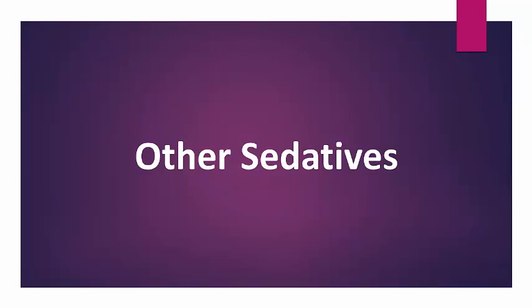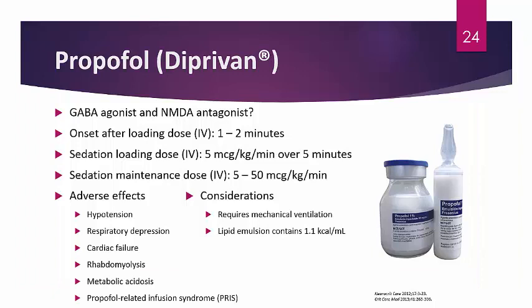Now we'll talk about some other sedatives that are used commonly for sedation purposes. First one we'll talk about is propofol. It's a GABA agonist and an NMDA antagonist. And if you remember NMDA, those are receptors that, when activated, are essentially excitatory. And it is believed potentially that propofol may be an NMDA antagonist. So if you're inhibiting excitatory receptors, you produce a sedative effect.